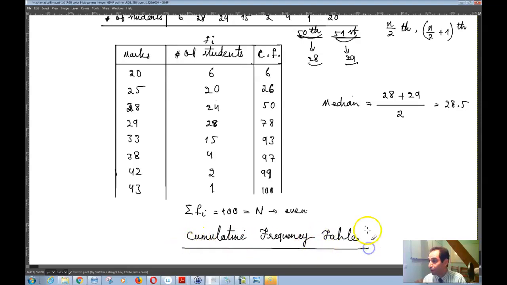Okay, and the median marks 28.5, which is the marks that comes exactly in the middle of all the observations, conveys the information that about 50% of the students obtained marks less than 28.5, and another 50% of students obtained marks more than 28.5.